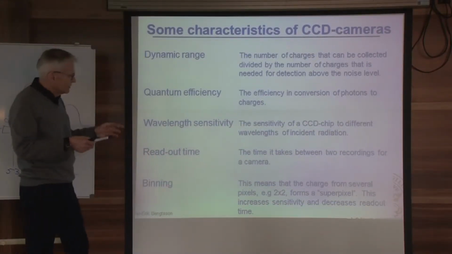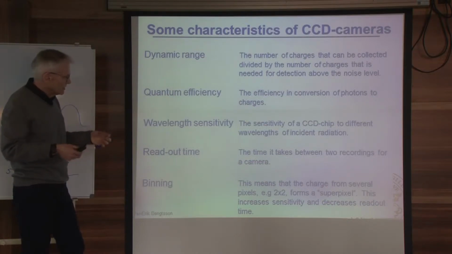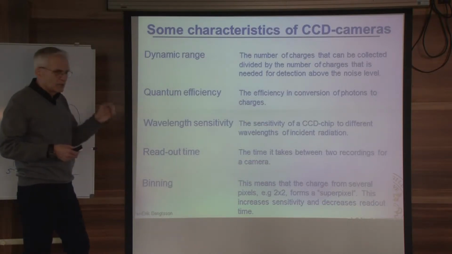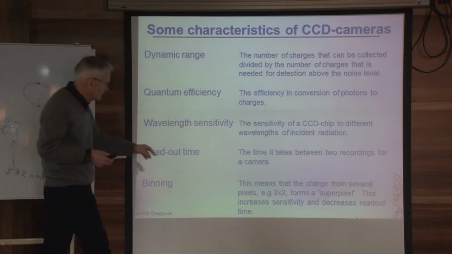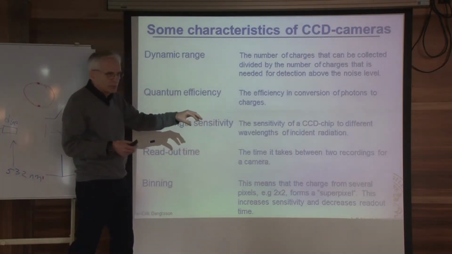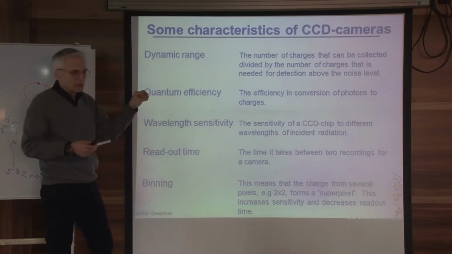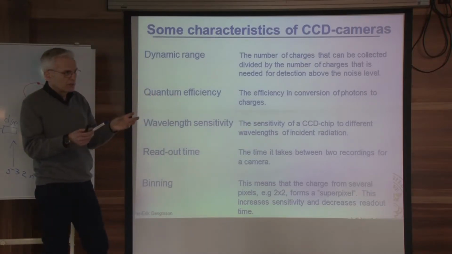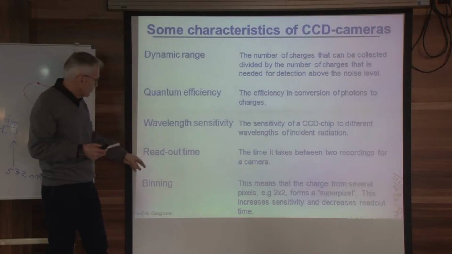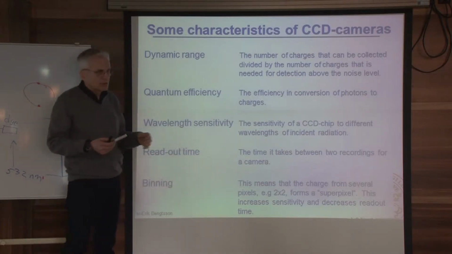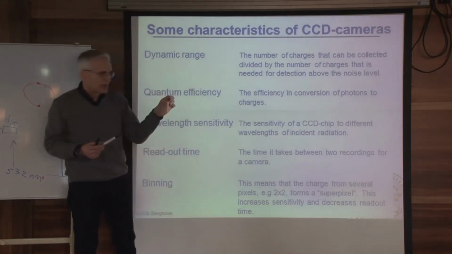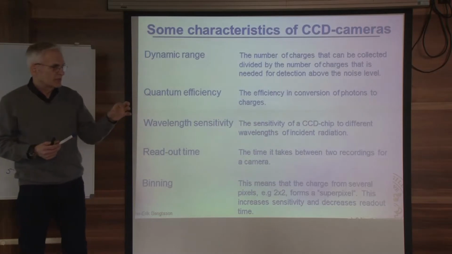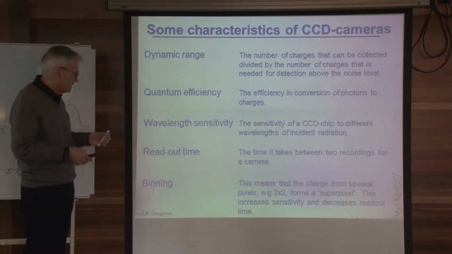And sometimes when you want to increase the sensitivity, instead of reading out each pixel, you can combine pixels by what is called binning. So you put together 2 times 2, 4 pixels into one big sort of super pixel. Normally each pixel is on the order of 10, 20 microns. So that means that we maybe have 50 microns times 50 microns. That's the size of each pixel.